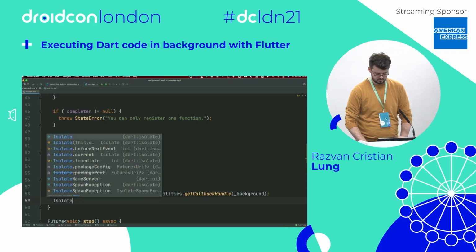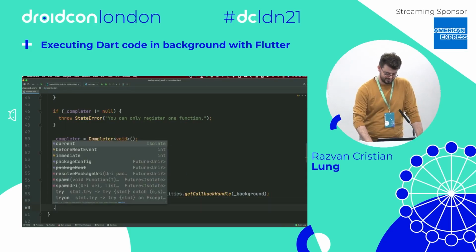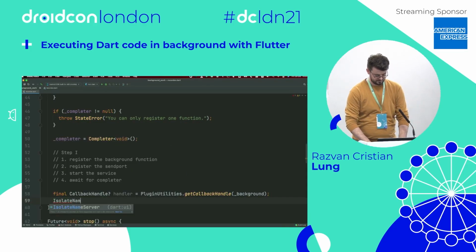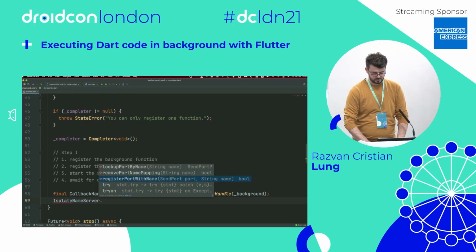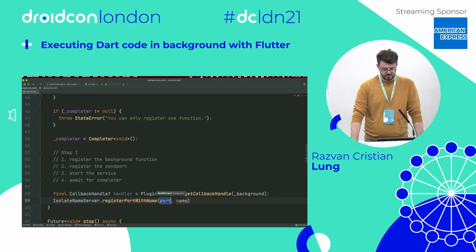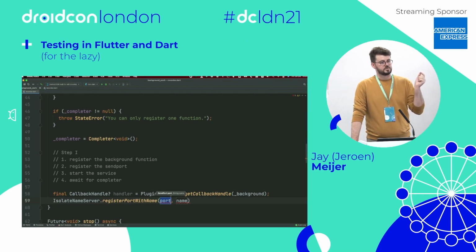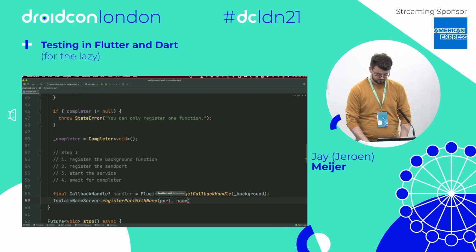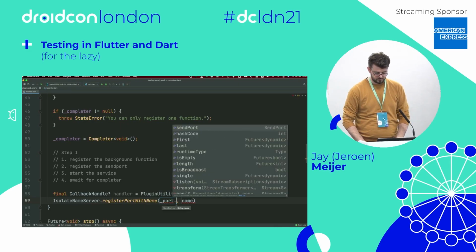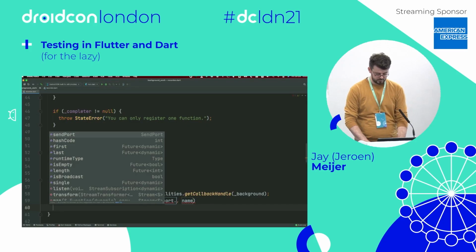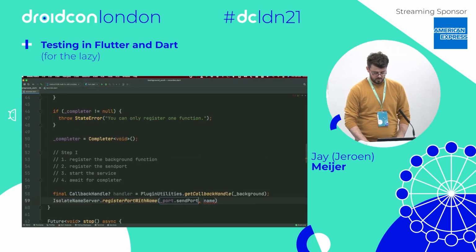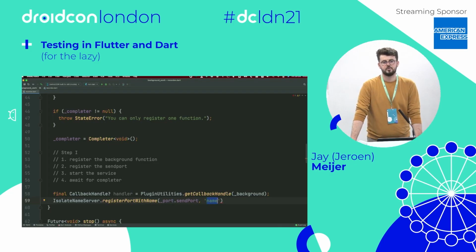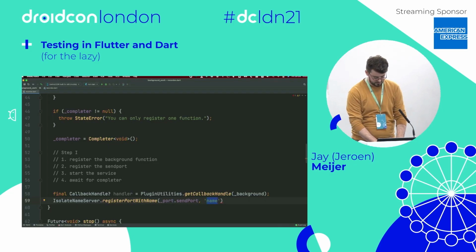What do we do without auto-completion? And we have registerPortWithName. So again, what this method does, it takes a send port and then registers it with the Flutter engine, so you could use it from a different isolate. We already created the receive port. In this case, we'll only have to give it the send port. Let's give it a name. This name is used to look it up from the other isolate. So let's call it foreground.